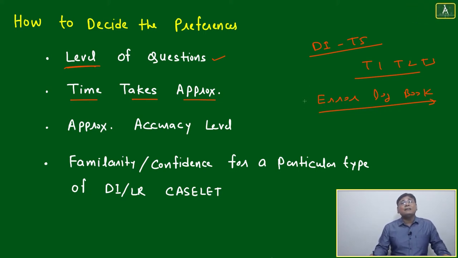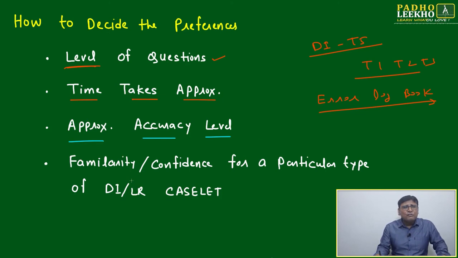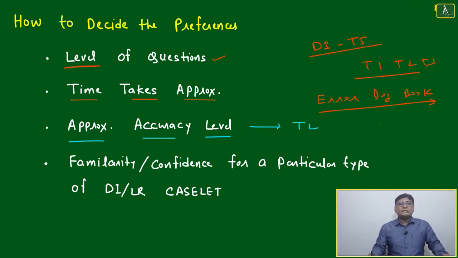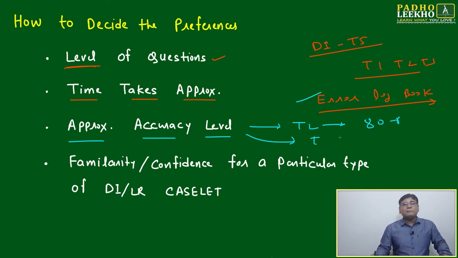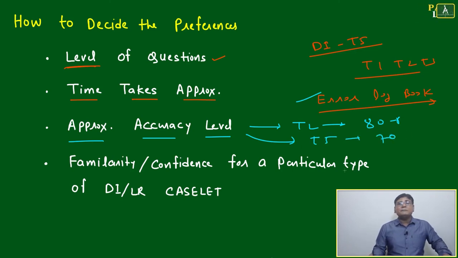This error log book only will give you the idea of which type of caselet or which type of questions approximately how much time it generally takes, or particularly I am taking. Afterwards, the approximate accuracy level. All these 4 factors, only 4 factors, you just understand in a quantification way, not only a logical way. Quantification way, approximate accuracy level. If I am solving T2 type DI caselets, what is my accuracy level? 80 to 85. These all will come from here. If I am solving T5 type caselets, my accuracy comes down to 70%.